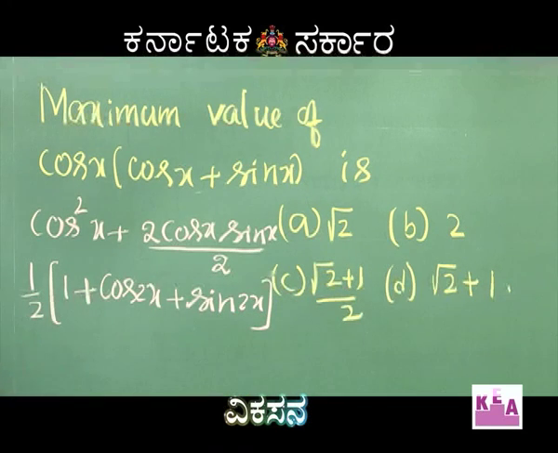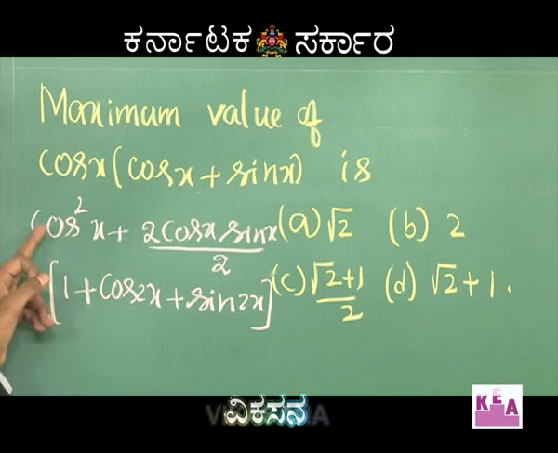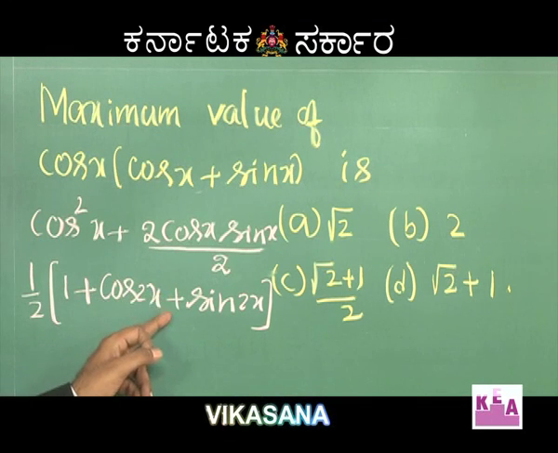Don't get confused here, dear students. It's a very simple logic. This is sin 2x by 2. This is half into 1 plus cos 2x. I have taken 1 by 2 outside.